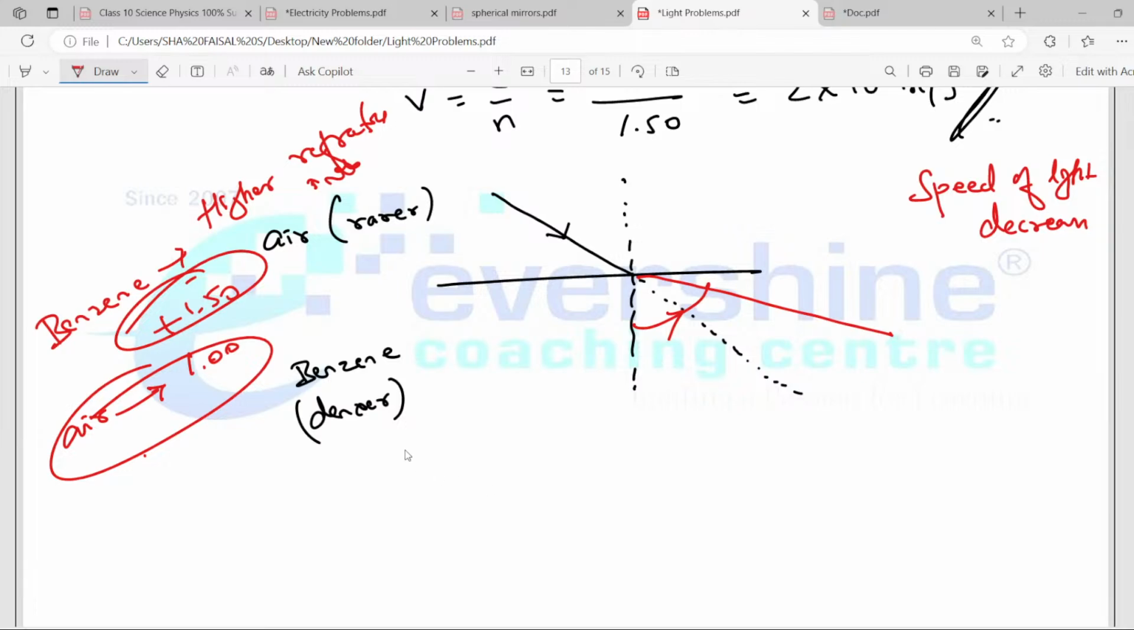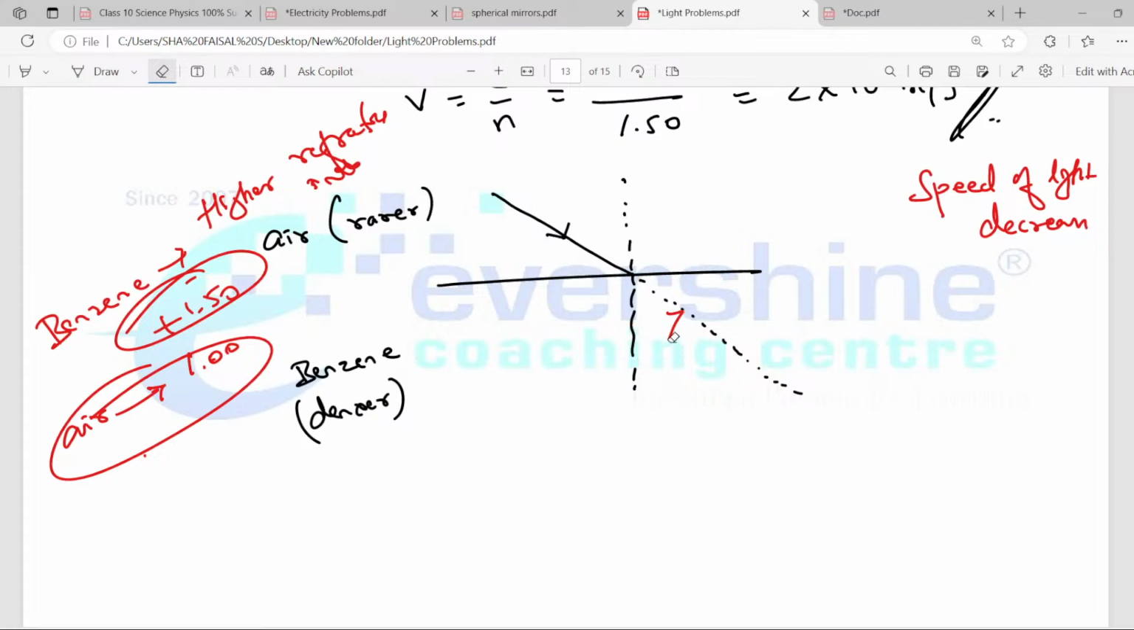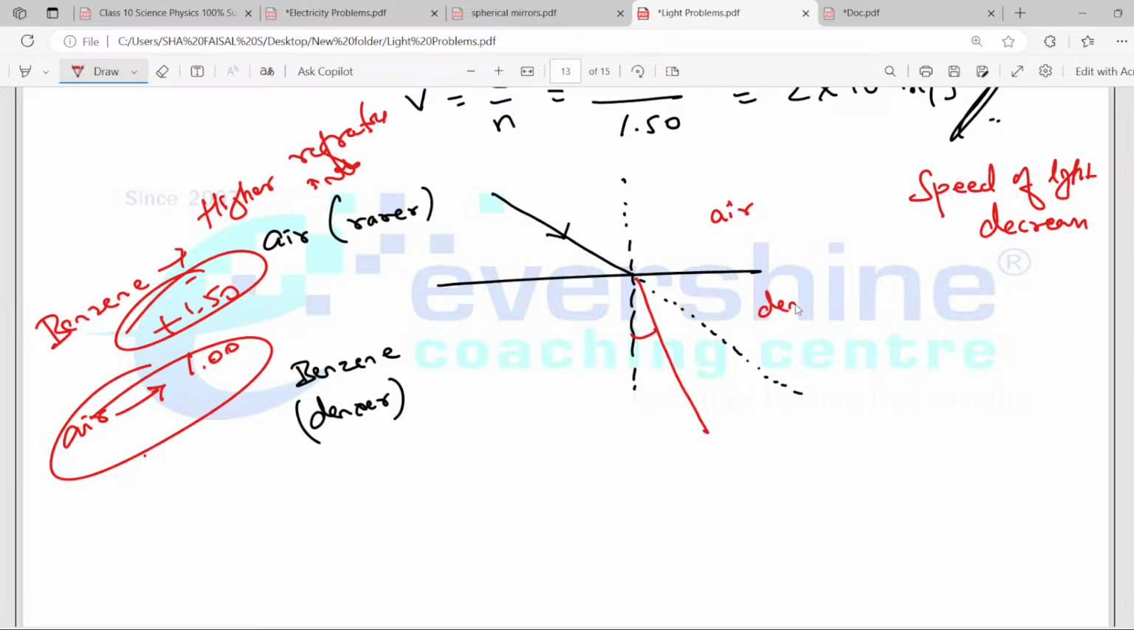According to Snell's law, what we can say? Just a minute, because higher refractive index, right? Yeah, just a minute. When the light enters a denser medium from a rarer medium, it bends towards the normal. It bends towards the normal. Light is entering from air medium to denser medium. As the speed decreases, it comes towards the normal.